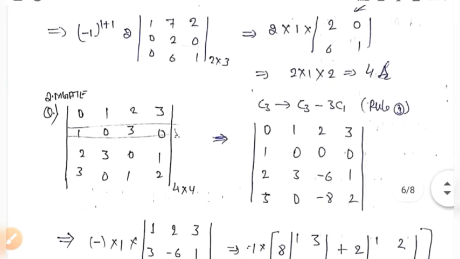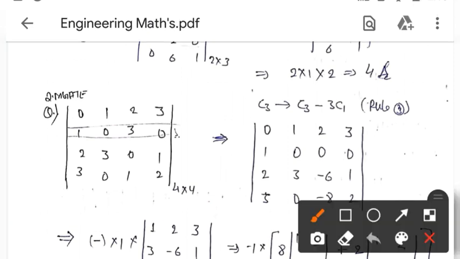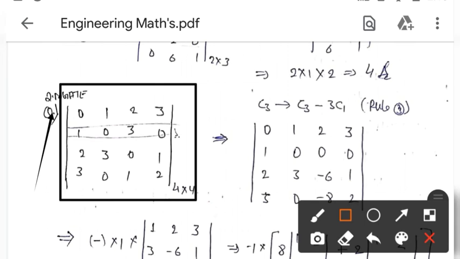Okay, similarly here is one question which has already been asked in the GATE exam for 2 marks. This was the matrix given over here. You have to find the determinant of this matrix. Okay, now just 4 cross 4. So your first task is to find the maximum number of zeros.